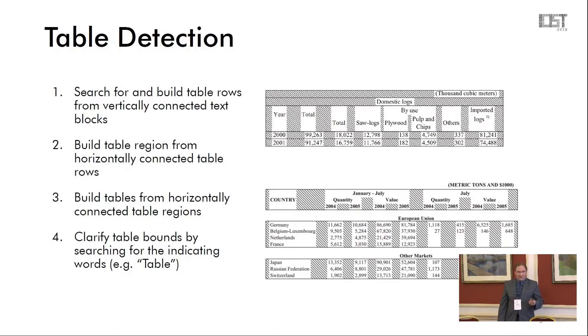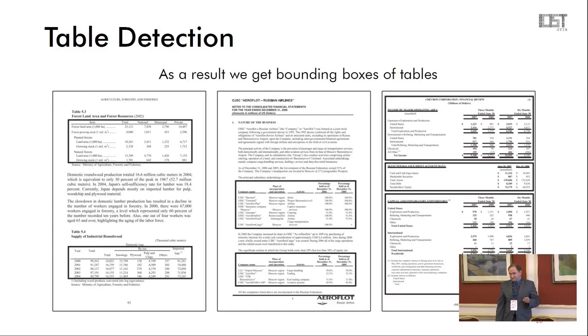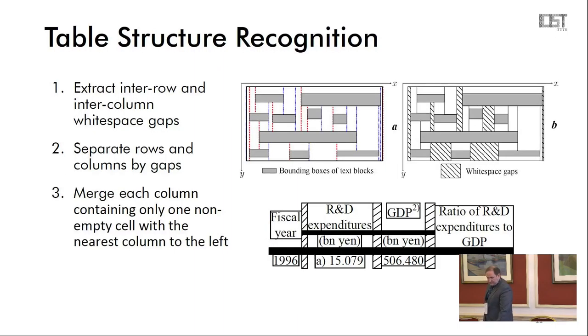After that, we clarify table bounds by searching for some keywords such as "table". It's only a tip for us that after this word we may have a table. As a result, we get bounding boxes of the tables.